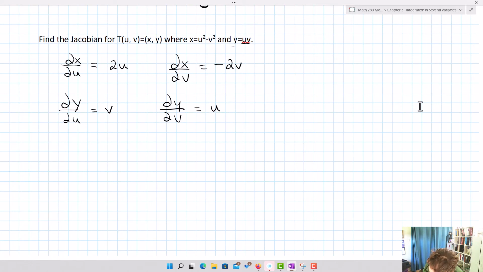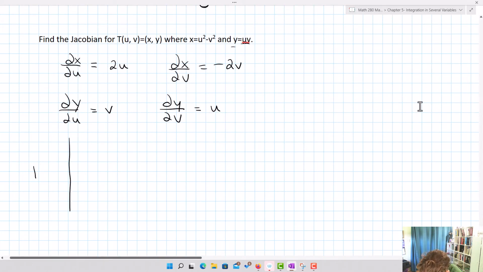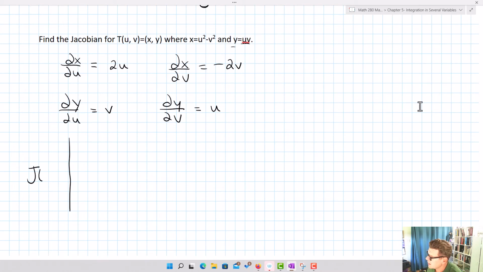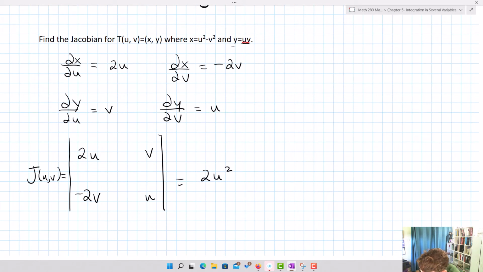Now I'm going to find my Jacobian, call this J of (u, v). It'll be the determinant of 2u, negative 2v, v, and u. That'll be 2u squared plus 2v squared, and that will end up being my Jacobian.